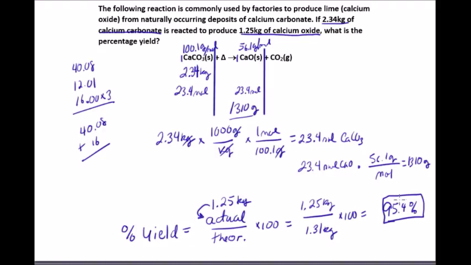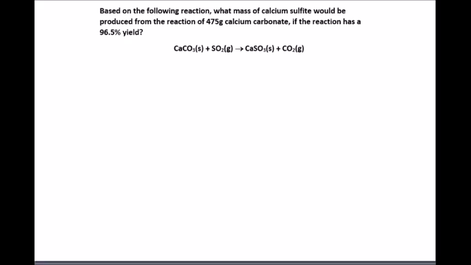Now we're going to look at a different problem where we kind of approach it backwards, where you're given the percent yield and you're having to calculate your actual yield if you know your percent yield. So let's look at this one. It says, based on the following reaction, what mass of calcium sulfite would be produced from the reaction of 475 grams of calcium carbonate if the reaction has a 96.5% yield?